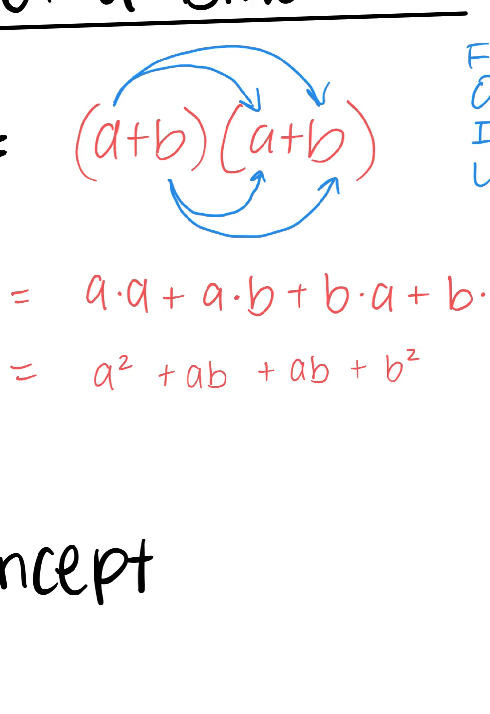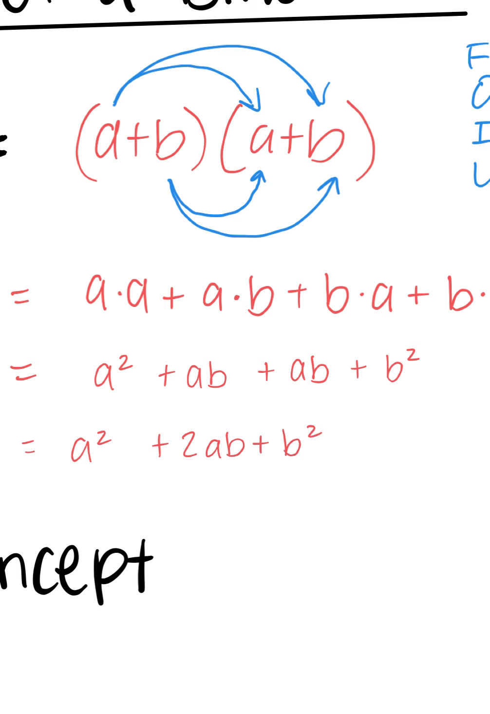If I told you we could simplify one more thing about this expression, what would it be? Maya? The ab terms. 1ab plus 1ab would give us? 2ab. Very good. So this is a squared plus 2ab plus b squared.